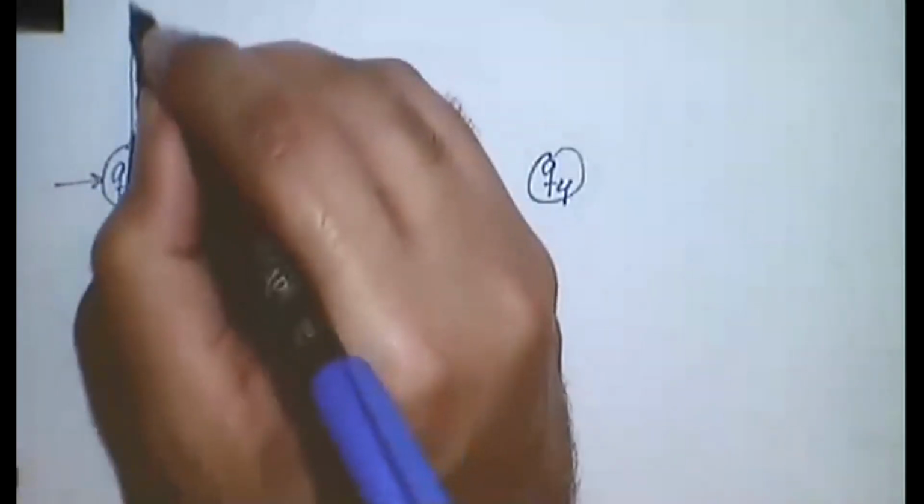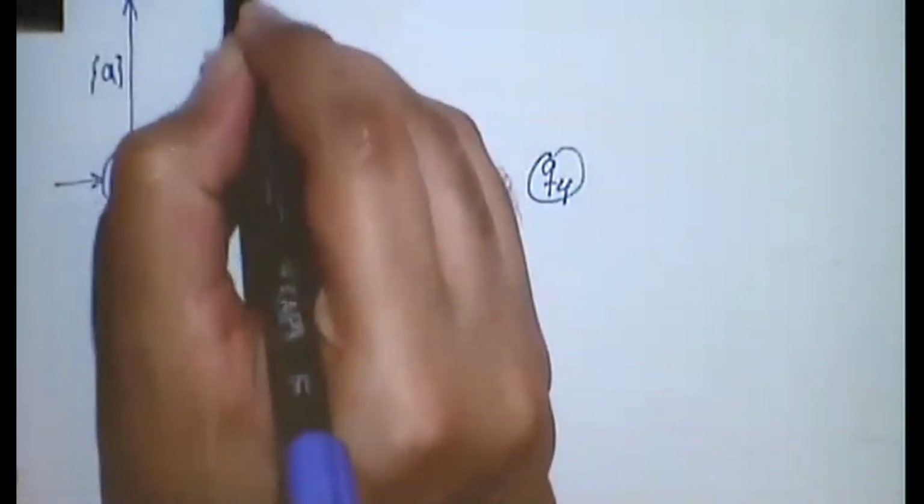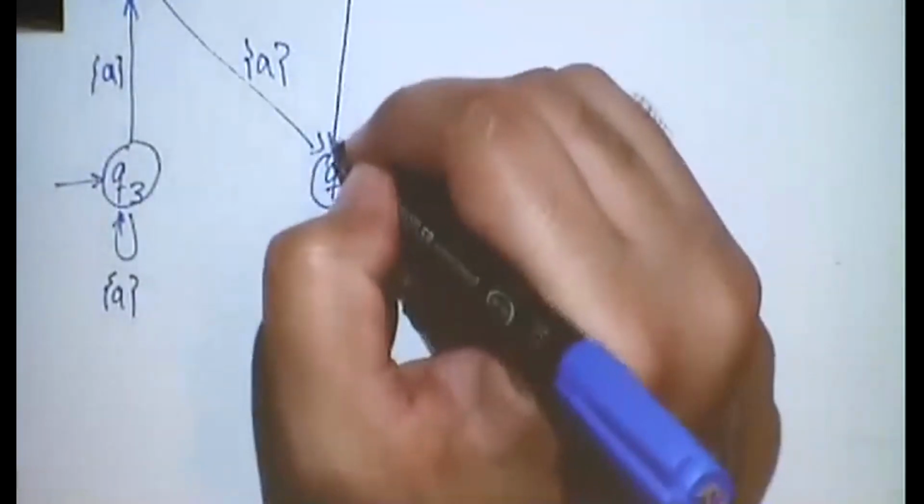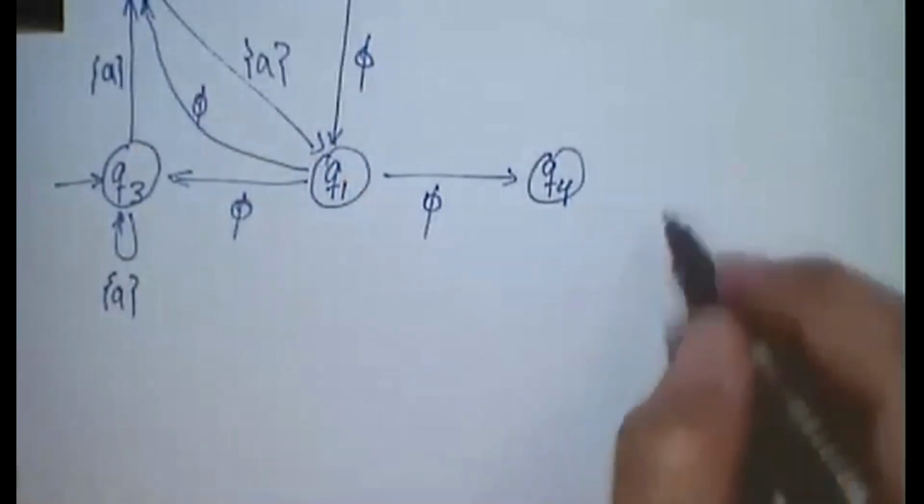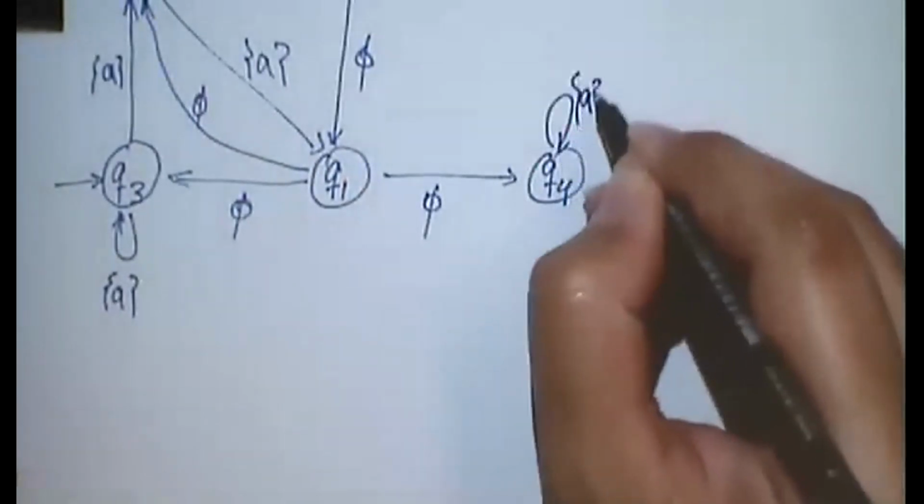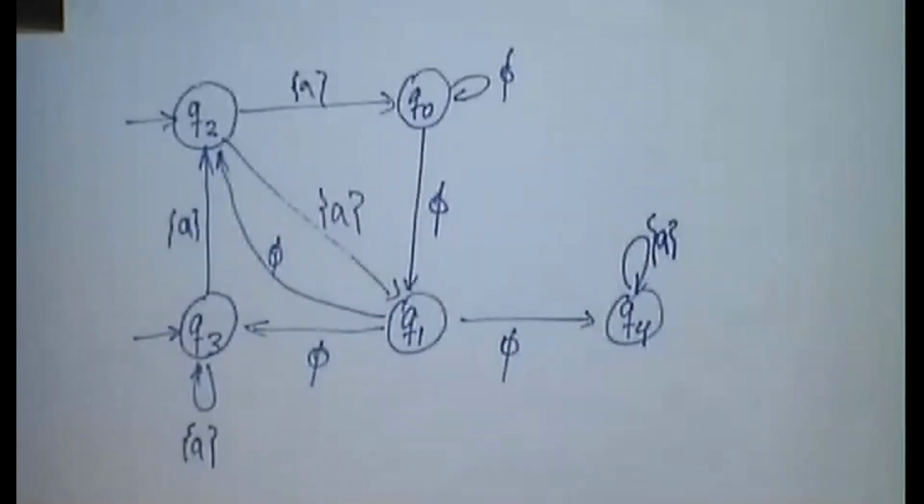From Q3, I can go to Q2 with A, or I can go back to itself with A. From Q2, I can go to Q0 with A, or I can go to Q1 with A. Okay, from Q0, I have these edges. From Q1, I have these edges. And from Q4, I can only go to itself. Okay. So this is our whole automaton if we go through all of these steps.